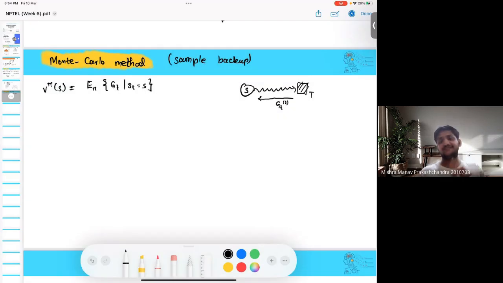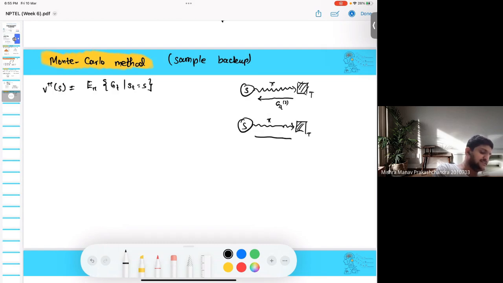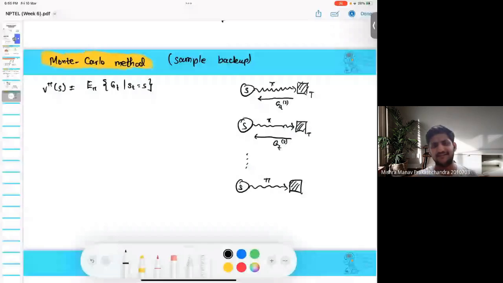This is one such trajectory. I can take another trajectory, following policy pi, and draw it until I reach a terminal state. Once I reach the terminal state, I have another GT estimate. I'll call it GT of 2, because the superscript corresponds to the different trajectories that I'm taking. Similarly, I can take capital N such trajectories by following policy pi, and I can get N such returns.